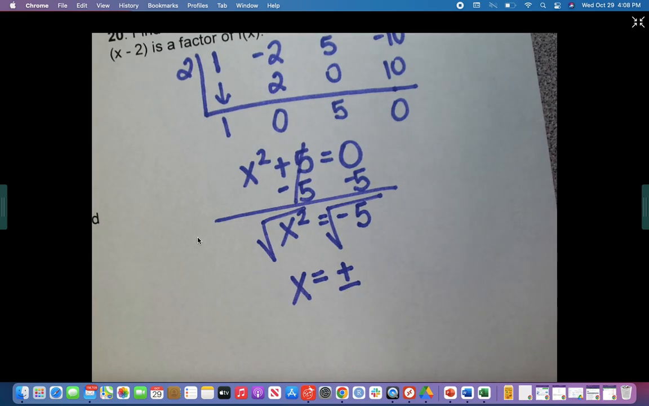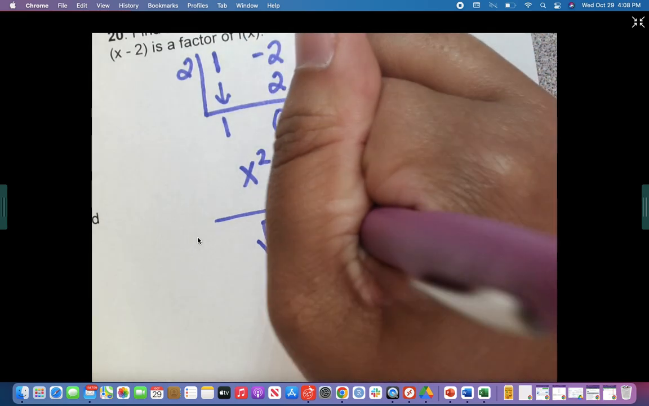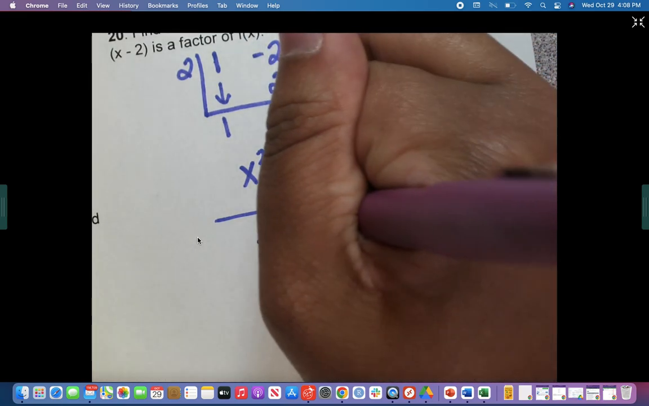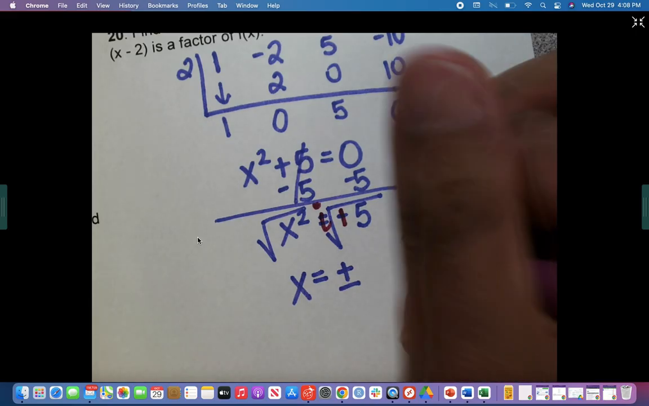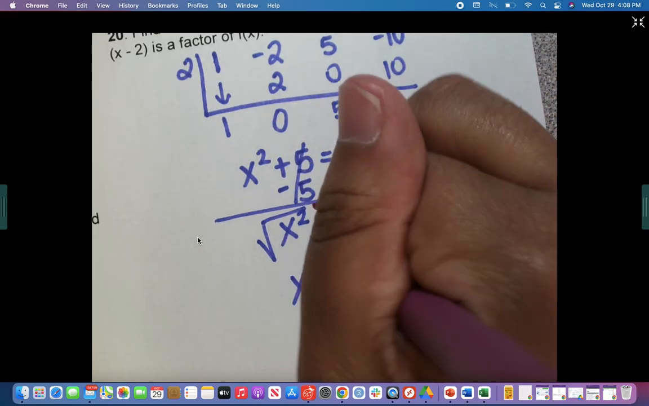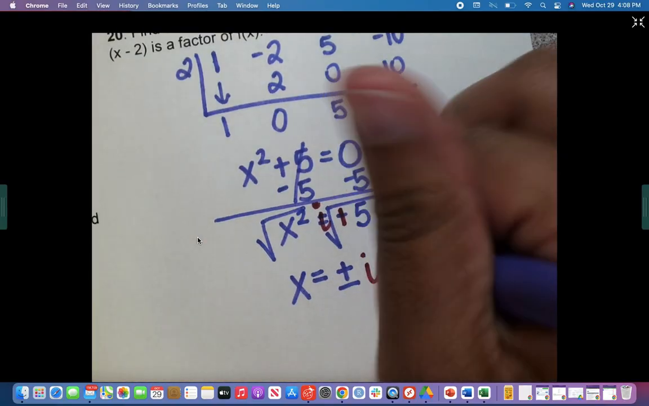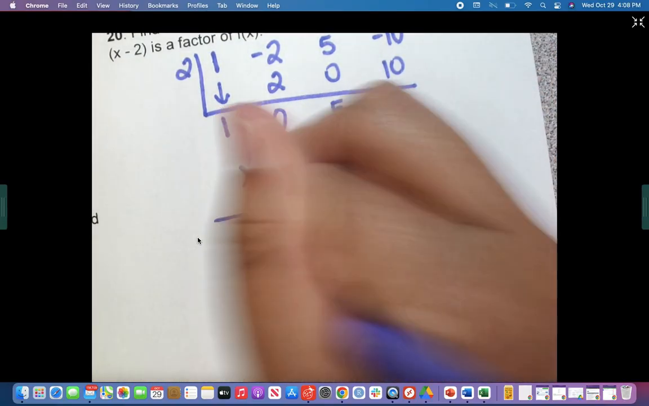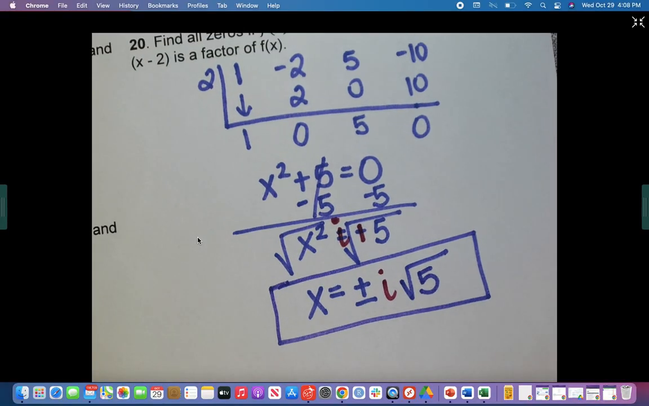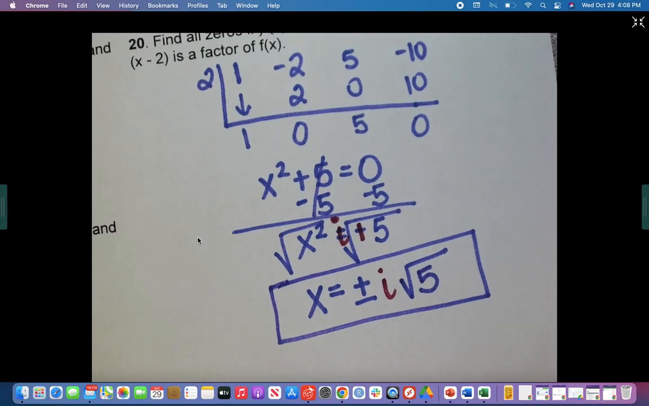Negative under the radical, so that means that our solution is imaginary. So we change that to a plus, and we pull out an i. And then we cannot simplify the square root of 5 because 5 is a prime number, so the only factors are 1 and 5. So it's just going to be plus or minus i, and then square root of 5. All right, so that would not be your final answer. Those are the two that we found.